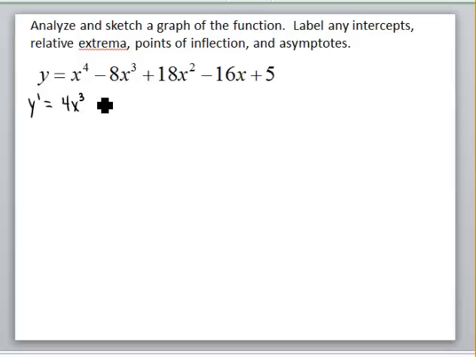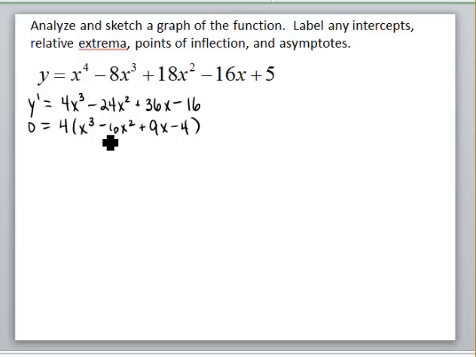I'm going to say that I have 4x cubed minus 24x squared plus 36x minus 16. That would be my first derivative. After that, we will say something equals 0 and factor out a 4. That will make things a little bit easier. That's still a cubic function, and I can't really group it or anything like that.